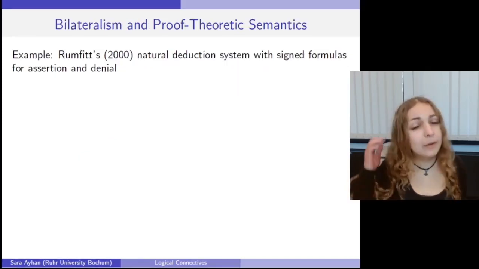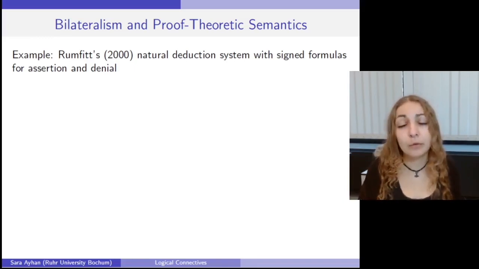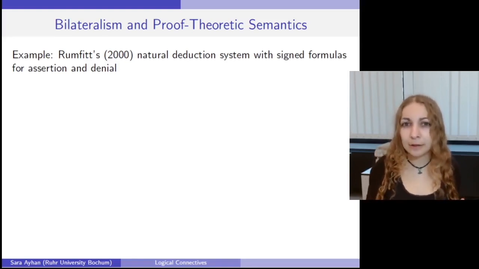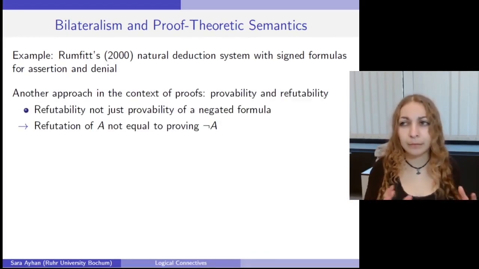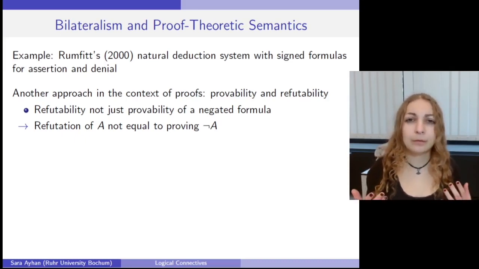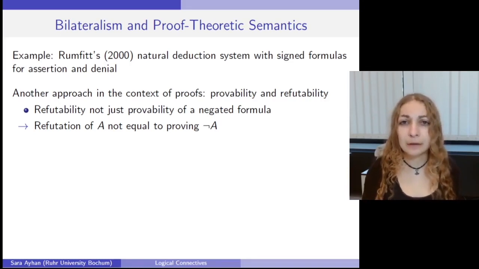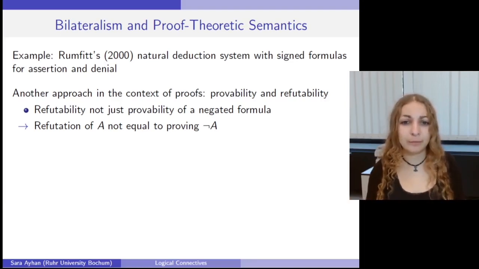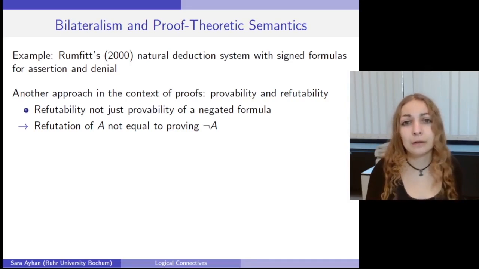Probably the most famous example of a bilateralist proof system, because he also started with this term bilateralism for that, is given by Rumfitt in his Yes and No paper from 2000. There he gives a natural deduction system with signed formulas for assertion and denial. You could also, and this is more the direction I'm going with, say that in the context of proofs, we do not have to talk about speech acts like assertion and denial, but we can also just talk about refutability, provability, and then say something like the refutability of a formula A is not just provability of the negated formula. So refutation of A is not equal to proving not A.